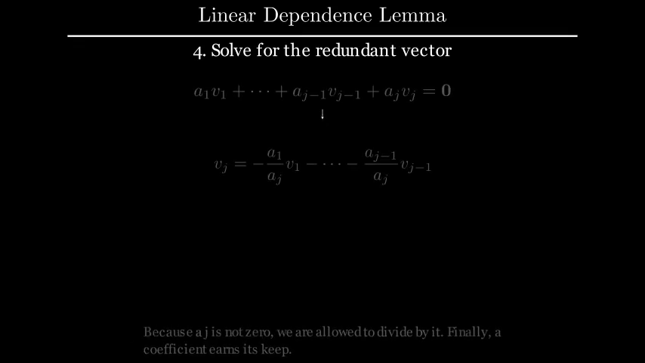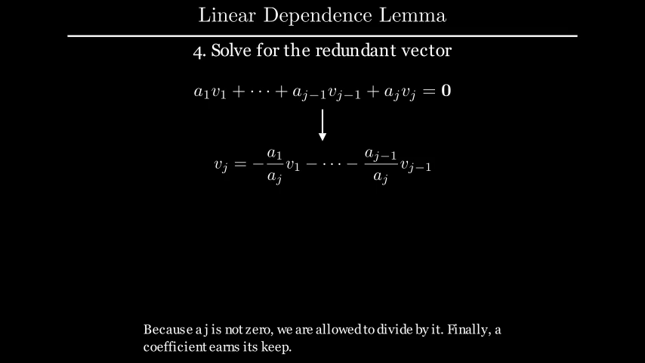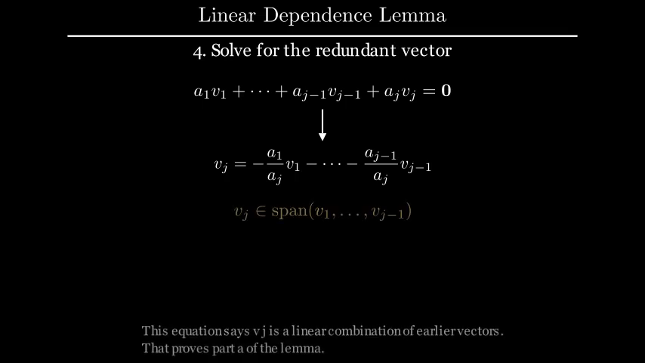Because aj is not 0, we are allowed to divide by it. Finally, a coefficient earns its keep. This equation says vj is a linear combination of earlier vectors. That proves part A of the lemma.